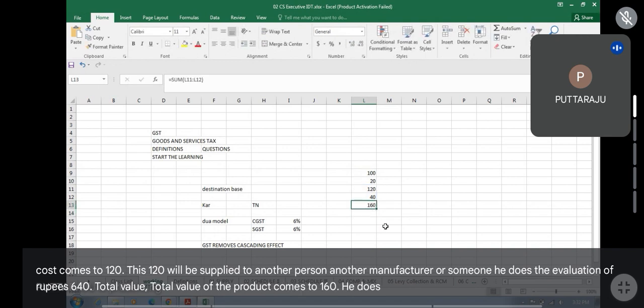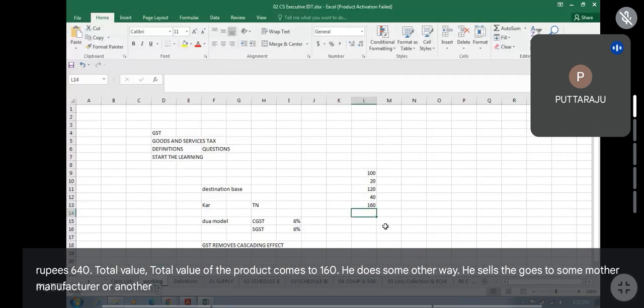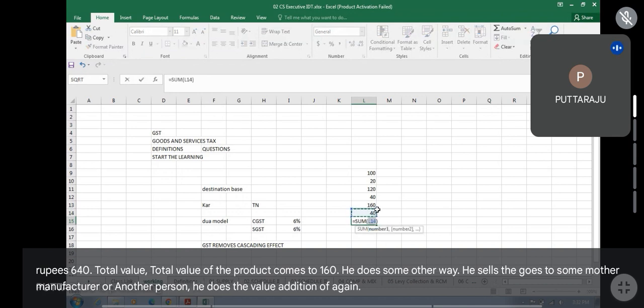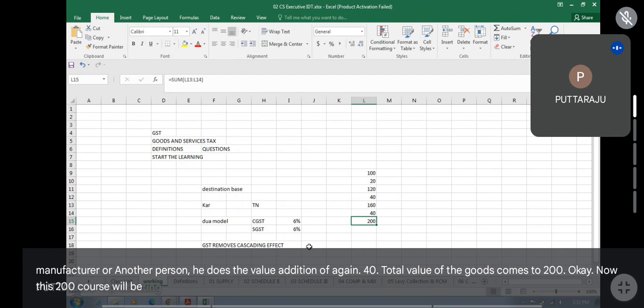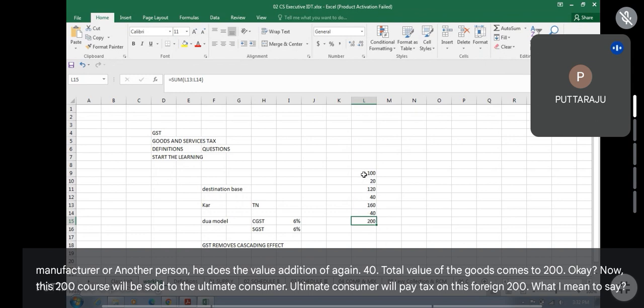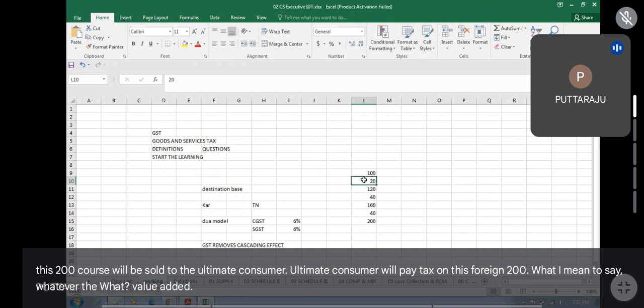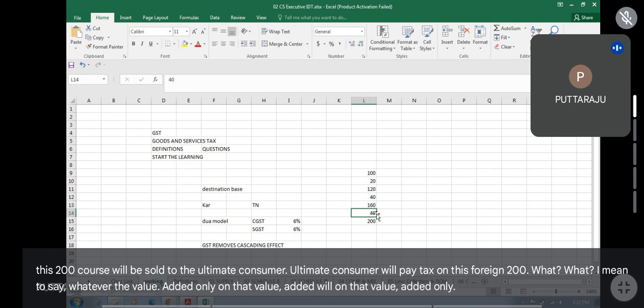He sells the goods to some other manufacturer or another person. He does the value addition of again 40. Total value of the goods comes to 200. Okay. Now this 200 goods will be sold to the ultimate consumer. Ultimate consumer will pay tax on this 200. What I mean to say, whatever the value added, only on that value added only be levied the GST.